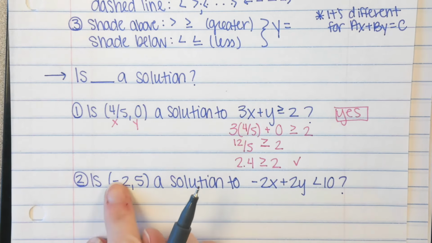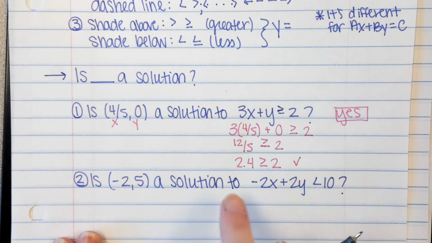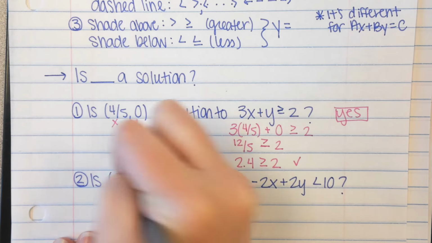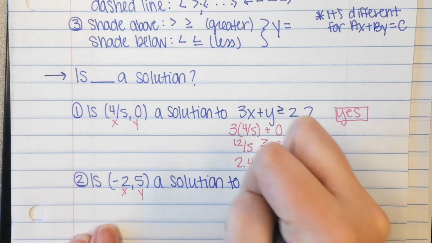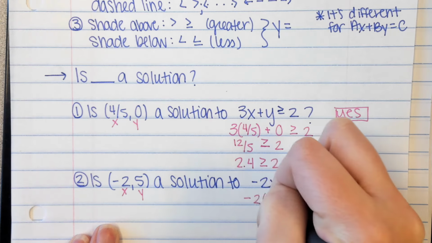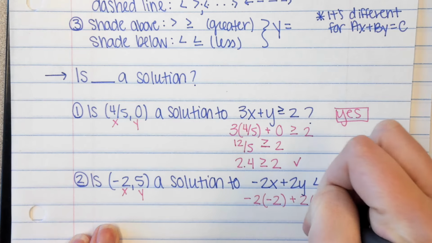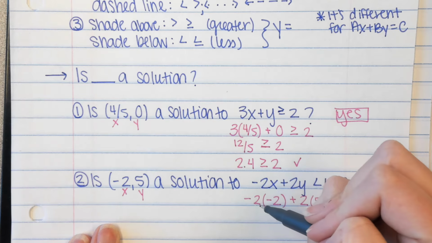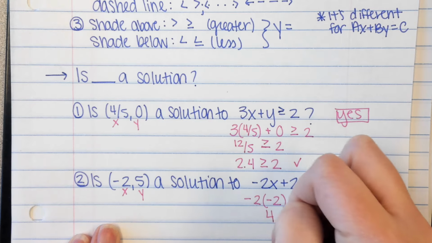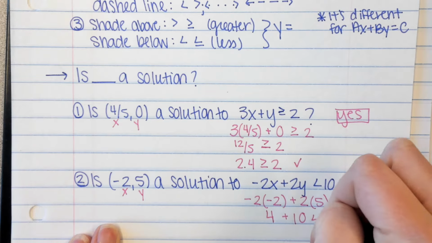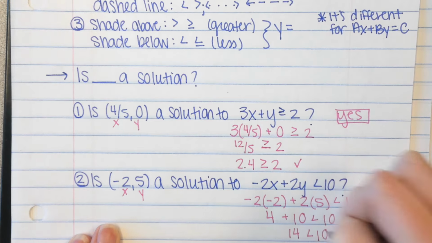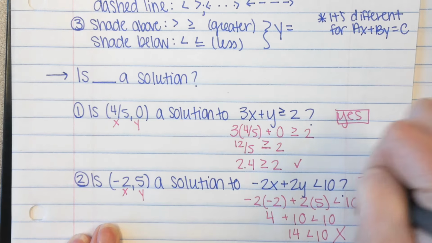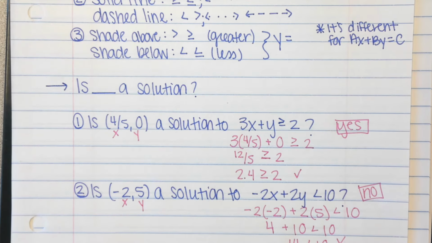We're going to do the same thing for number 2. Is (-2, 5) a solution to -2x plus 2y is less than 10? So we label our x and our y. So we have -2 times -2 plus 2 times 5 is less than 10. So -2 times -2 is 4 plus 2 times 5 is 10. That's 14 is less than 10. Is that correct? No. So your answer is no, that's not a solution. And that's all you're doing there.